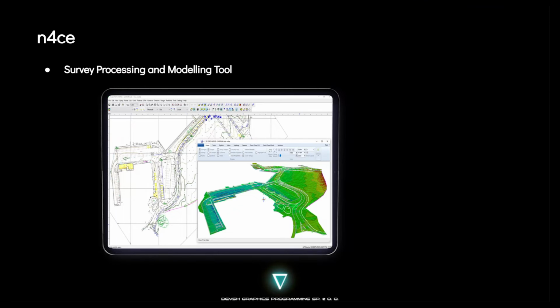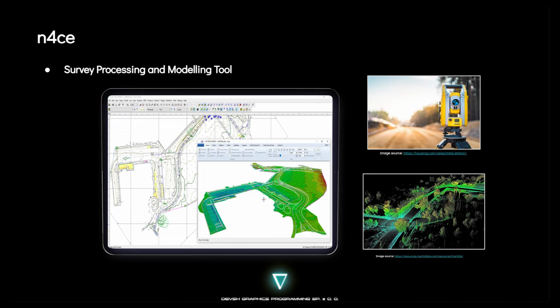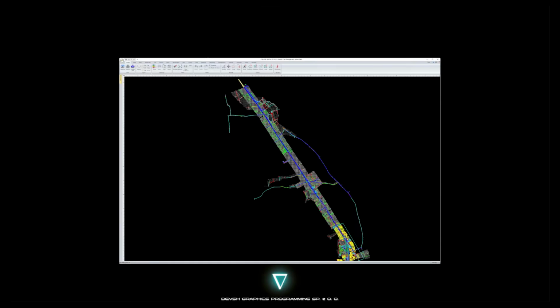n4ce is a survey processing and modeling tool. Survey mapping is an essential process in the development and management of any piece of land, and software such as n4ce has been around since the 1980s, and its capabilities have evolved to take measurements from all survey instruments such as total stations, GNSS, and LiDAR point clouds. And so the size of the survey kept on getting larger and larger, reaching millions of curves and points.